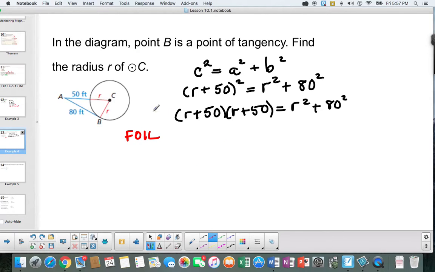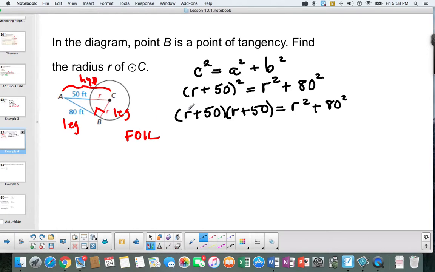All right, let's take a look at this situation. We're trying to find R, the radius. One of the things we know is that this is a right angle because tangents always make a right angle. And I know this portion right here represents the hypotenuse, and this represents a leg, and this represents a leg. So I'm going to use the Pythagorean theorem. I'm going to put the hypotenuse, R plus 50, then here's my leg, R squared, and here's my other leg, 80 squared. Now I'm going to write this out twice because I want to use FOIL.